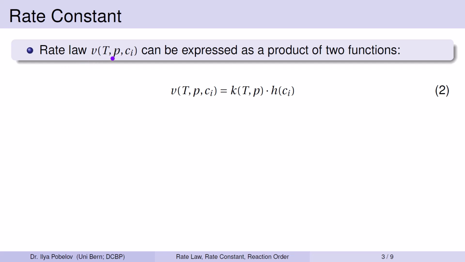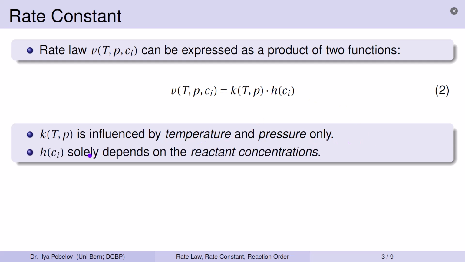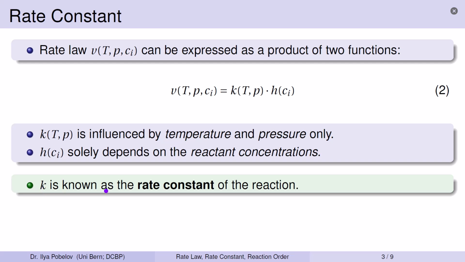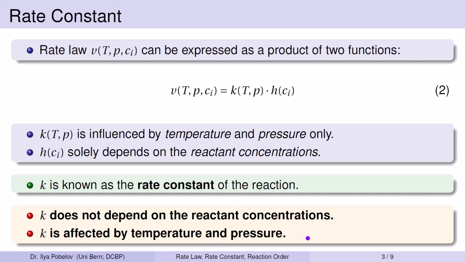Rate law, the function representing the reaction rate, can be expressed as a product of two functions: K, which is influenced by temperature and pressure only, and H, which solely depends on the reactants' concentrations. The first quantity, K, is known as the rate constant of the reaction. The most important property of the rate constant K is that it does not depend on the reactant concentrations. However, it is affected by temperature and pressure.